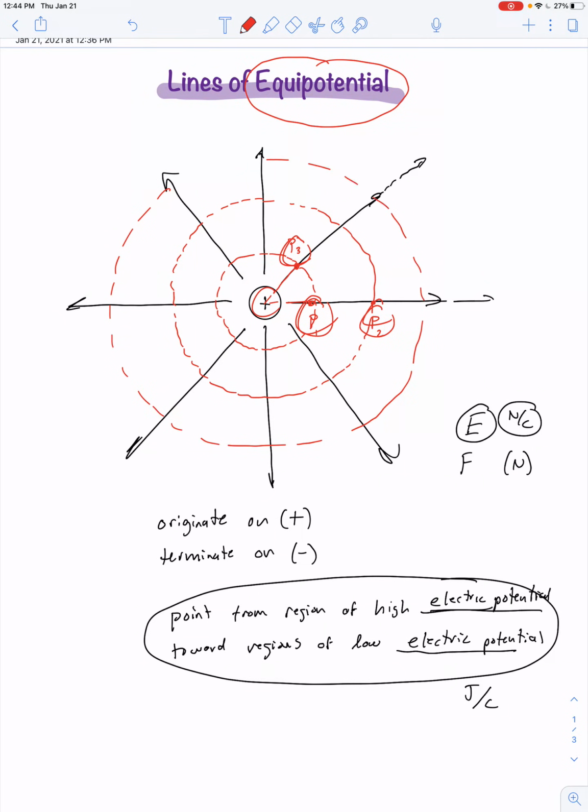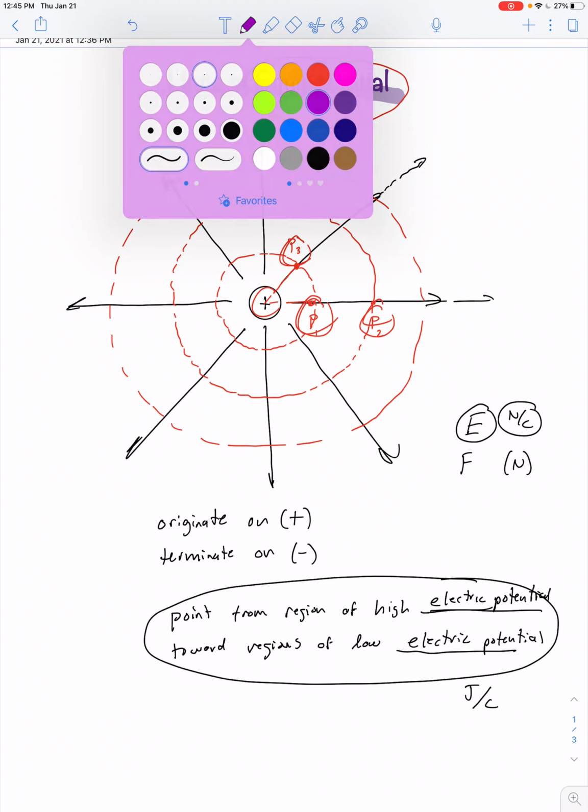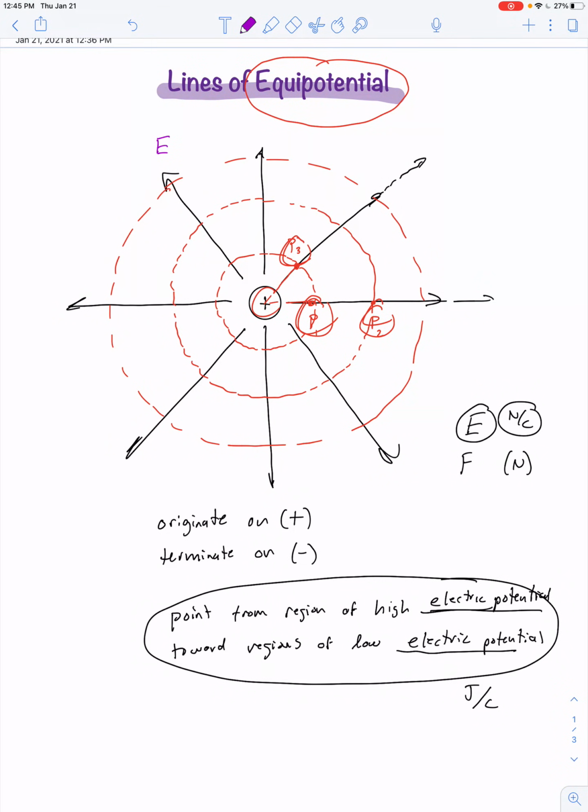You might be noticing something. The angle at which the electric field line intersects the line of equipotential is 90 degrees. That's true in all cases, and that'll be true not just for a monopole, but for any pattern of electric field lines compared to the associated lines of equipotential. Now, we said in the previous lesson that electric field lines can never cross or tangle or intersect, but the electric field lines definitely intersect the lines of equipotential.